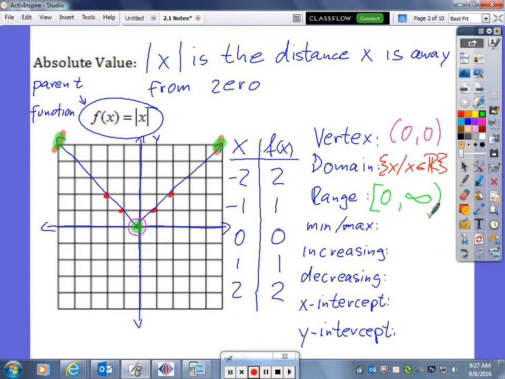That can be true for a number, but definitely if a range or a domain go all the way to positive or negative infinity, we always have to use parentheses, never brackets. Let's look if we have any minima or maxima. I don't see a maximum. I do see a minimum, however, and the minimum is actually at the same spot where we had our vertex. So the coordinates of a minimum are also 0, 0.